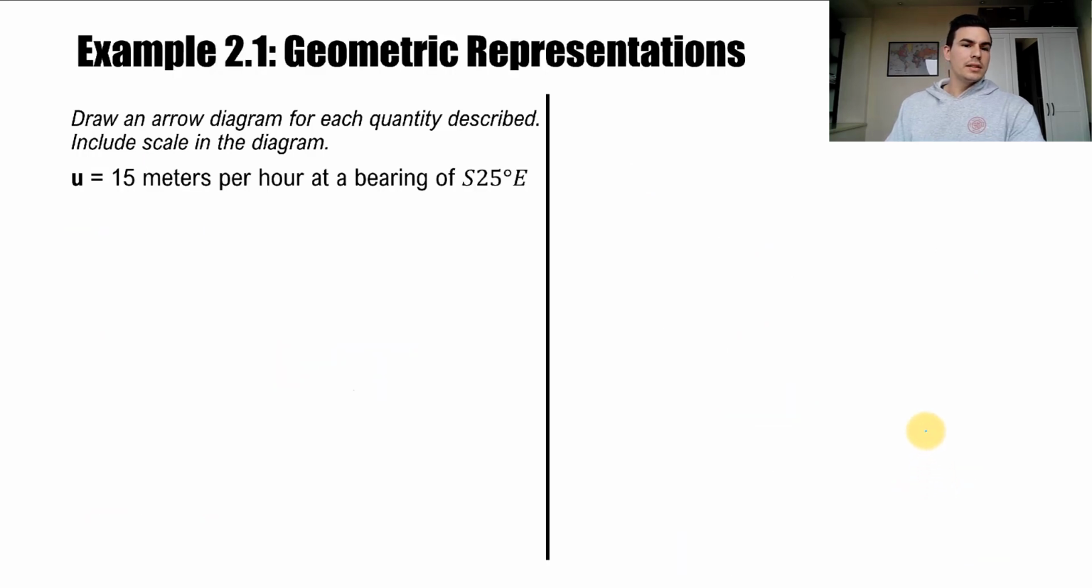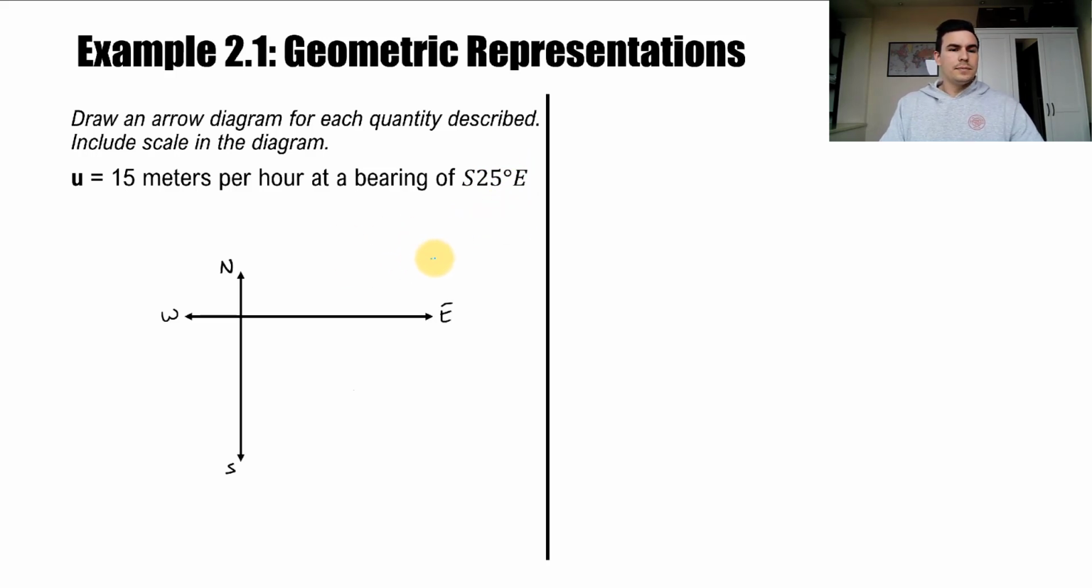I'm going to work on a couple more of these because I want you guys to get used to these bearings. This bearing is kind of an interesting concept that might not come naturally to everyone. So we've got vector u is 15 meters per hour at a bearing of, we would say, 25 degrees east of south. That's how we would read this. 25 degrees east of south. So again, we're going to use our north, east, south, west bearing lines here. And we're going to start with our vector heading south, this first direction.